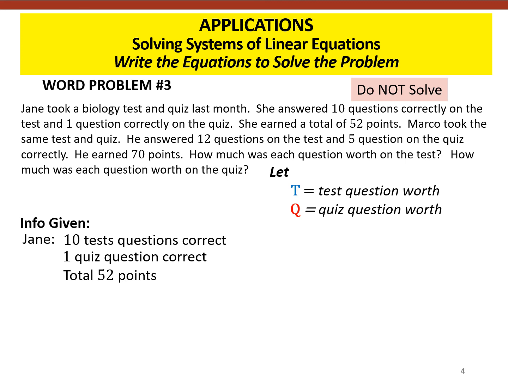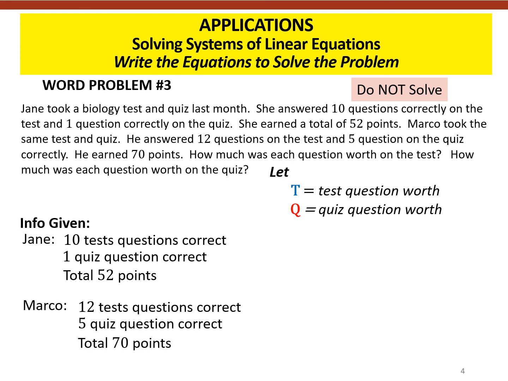Now, Marco took the same test and quiz, so we're going to write Marco. He answered 12 questions on the test and 5 questions on the quiz correctly. I'm just going ahead reading it and writing down what they're telling me. He earned a total of 70 points. Now you see how you have groupings here. Jane with tests and quizzes and Marco with tests and quizzes. Question is, how much was each question worth on the test and how much was each question worth on the quiz? Fine. Let's write our equations.